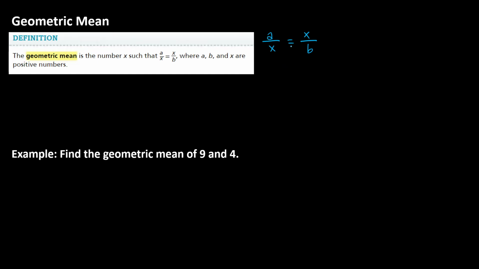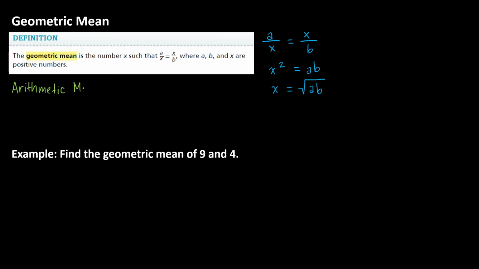So to find X, to find that geometric mean, I know that I need to cross multiply. So X times X is X squared, and A times B is just AB. And so to find X, to find that geometric mean, I need to take the square root of both sides. So X is going to be equal to the square root of A times B. In other words, it's the square root of the product of two numbers. Pretty interesting. I know that you're probably used to, when you hear the word mean, what we call the arithmetic mean.